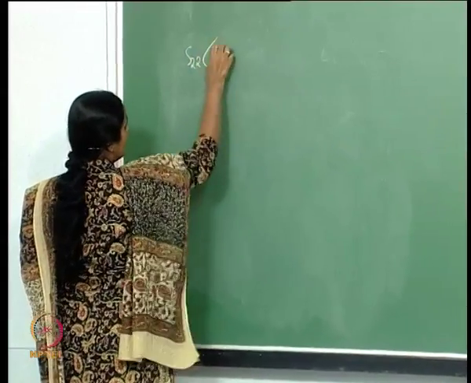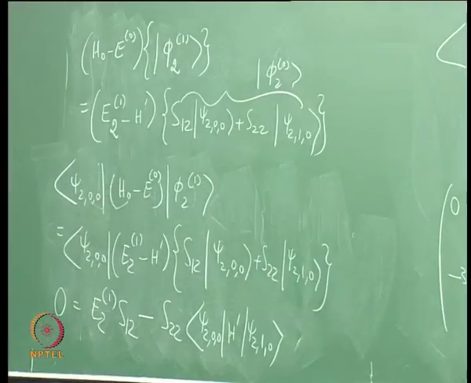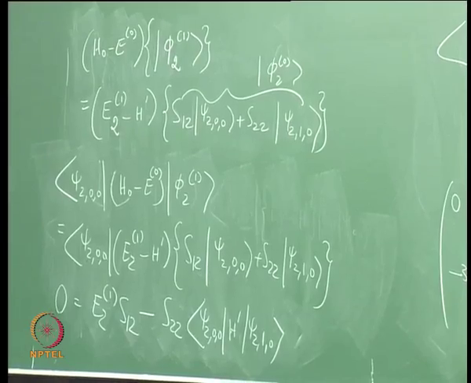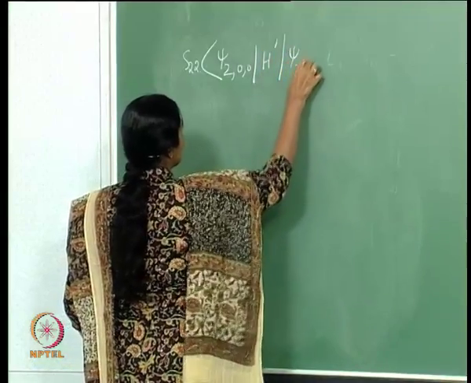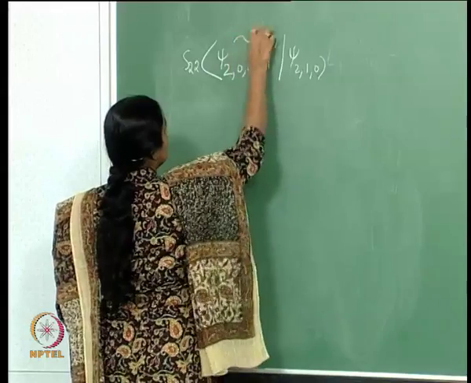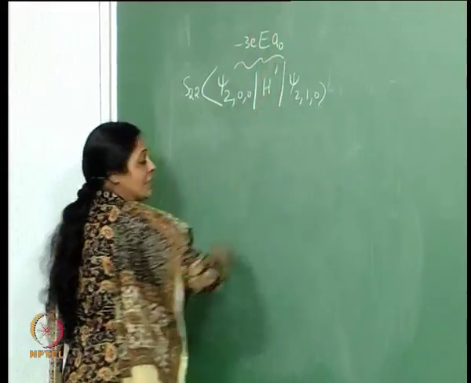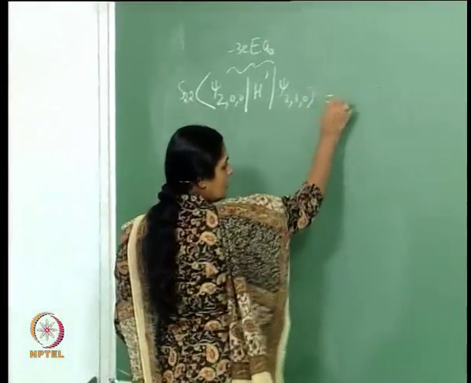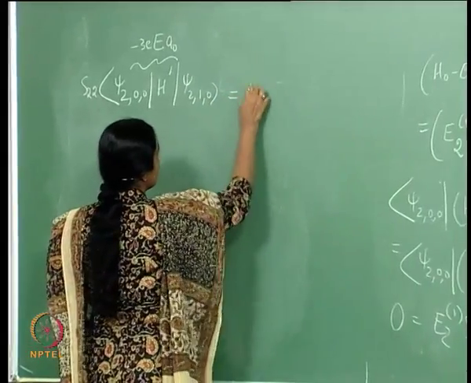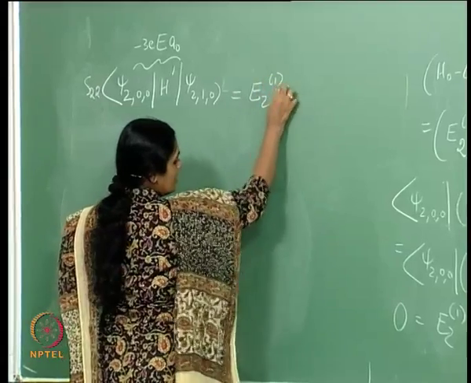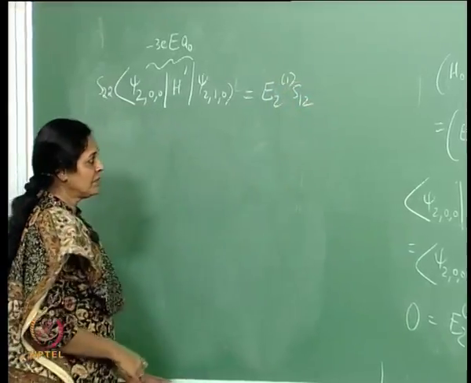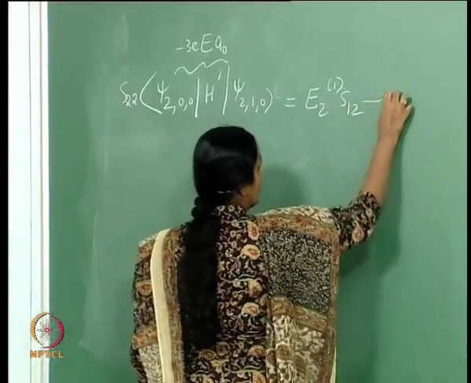So I have the first of my equations: S22 psi 2 0 0, H prime psi 2 1 0. Remember, this was minus 3e times the magnitude of the electric field times a0. This quantity is E21 S12. So that's the first of my equations.